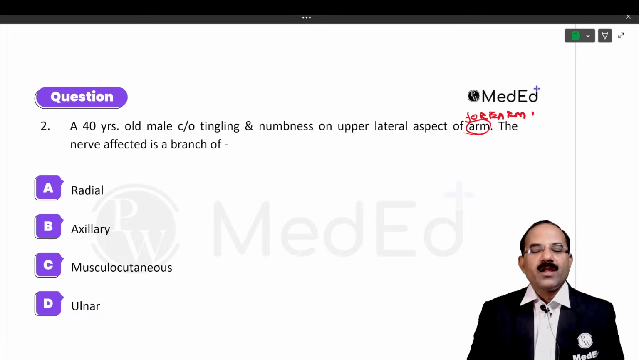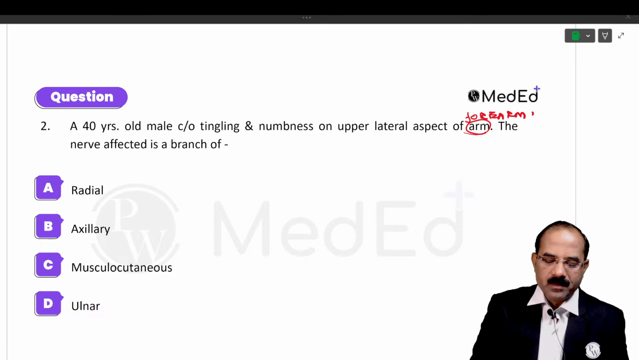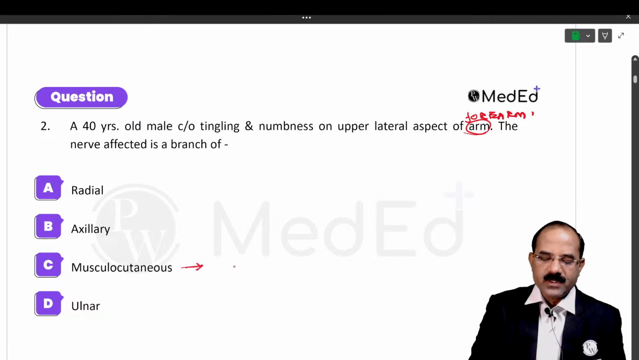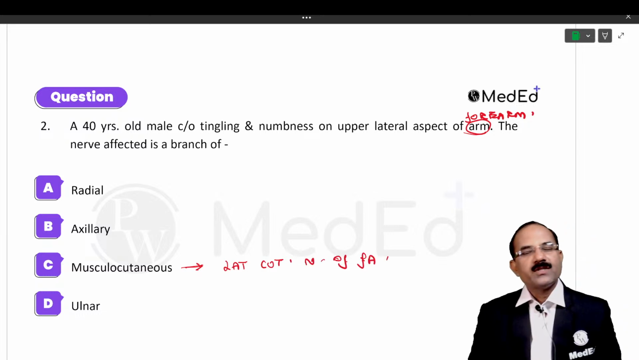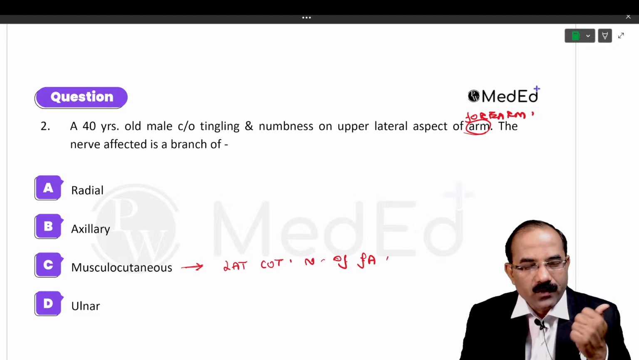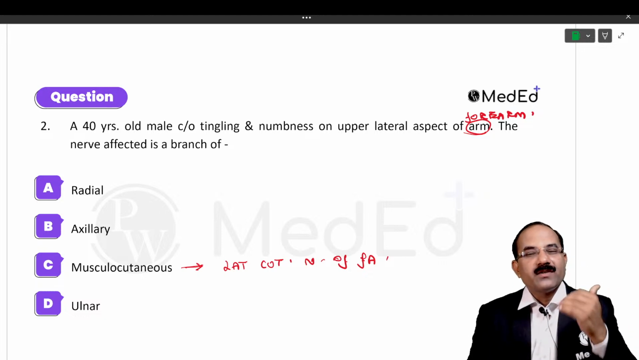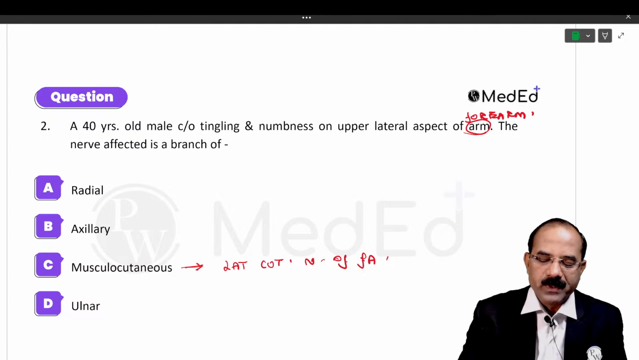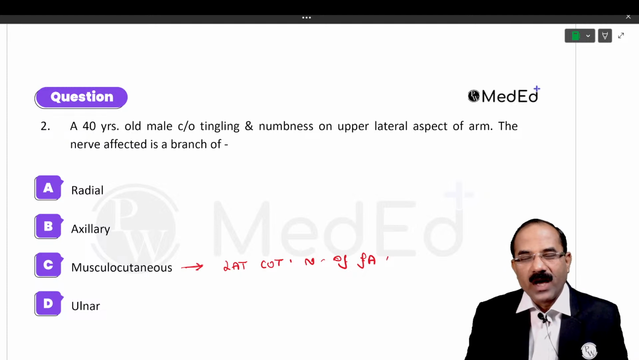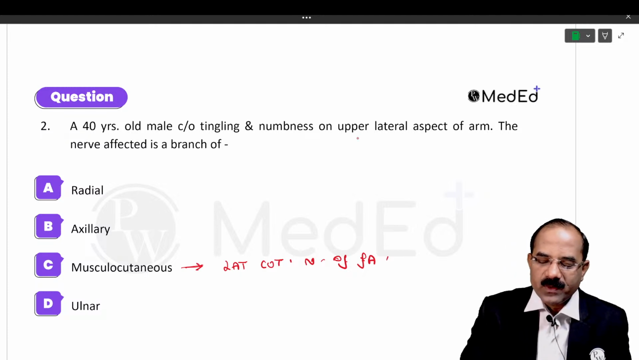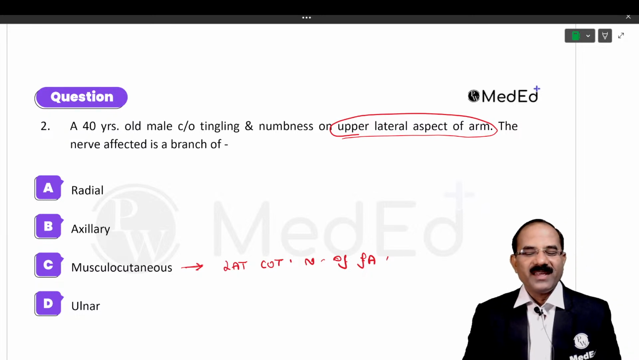Who supplies the skin on the lateral aspect of the forearm? That's the musculocutaneous nerve, known as the lateral cutaneous nerve of the forearm. It is a continuation of the musculocutaneous nerve, and this nerve supplies the skin on the lateral aspect of the forearm. Now, who supplies the skin on the upper lateral aspect of the arm? Students, what is the question? Who supplies the skin on the upper lateral aspect of the arm? Any guesses? Come on, students. You can answer this.